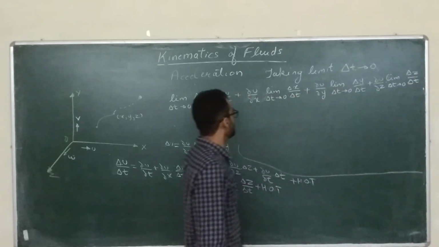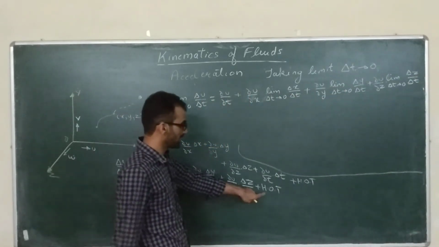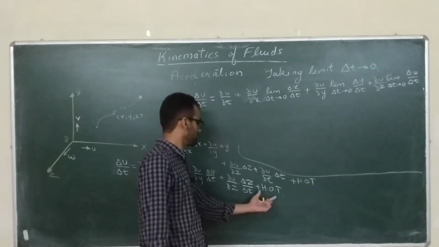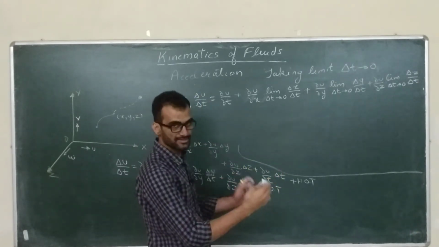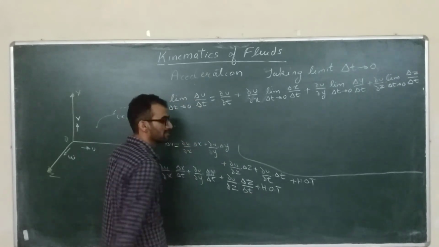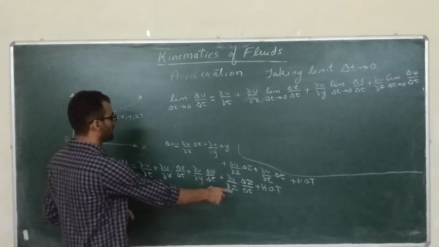Okay, so this is the expression. Now higher order terms we are neglecting here because the values will again decrease. We are taking already the square terms, cube terms will go on decreasing, and again when we take the limit it is again very small, so we are neglecting the higher order terms here.